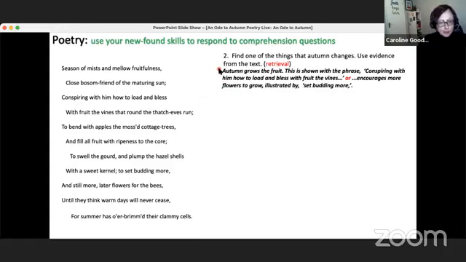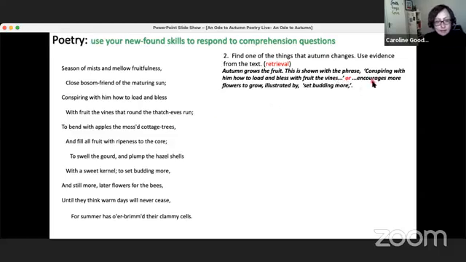Autumn grows the fruit. This is shown with the phrase, here's our evidence from the text, "conspiring with him how to load and bless with fruit the vines." So that is autumn secretly working together with summer, how to load, make heavier, and bless, like give as a positive thing, as a blessing, fruit on the vines. So it's growing the fruit.